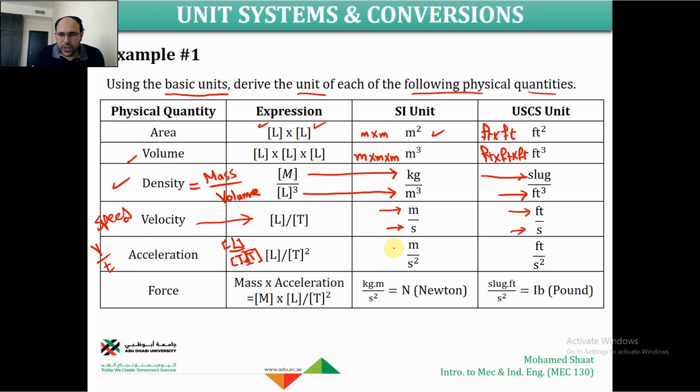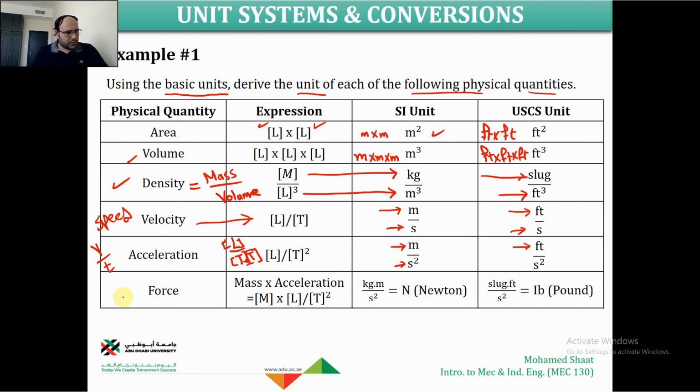The basic unit for the length in the American and the international system is meter, and the time is in seconds, so that's why it is meter per second squared. This is the basic unit for the acceleration. But the basic unit for the American system for the acceleration is foot over second squared, because the length in the American system is in foot, and the time is still in seconds.